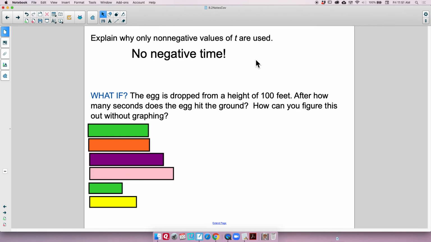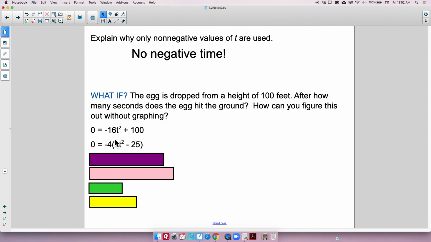Okay. What if the egg is dropped from a height of 100 feet? After how many seconds does the egg hit the ground? How can you figure this out without graphing? Well, if you want to know when the egg hits the ground, doesn't that mean you want your height to be 0? So you would set your h of t equal to 0. And then we would need to solve this using factoring if we weren't graphing it. So what would we do?